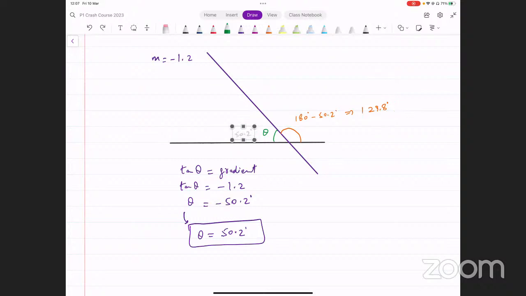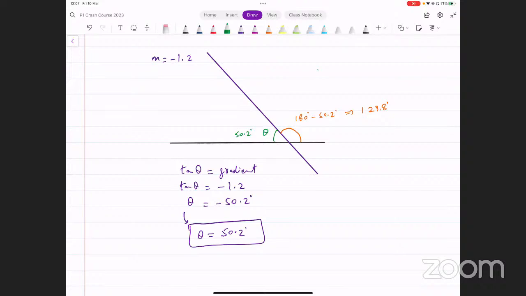Okay, so both of them will be acceptable if they don't specify whether they need an acute angle or an obtuse angle. All right, so that's how this formula works if you're looking for the angle between a line and the x-axis.